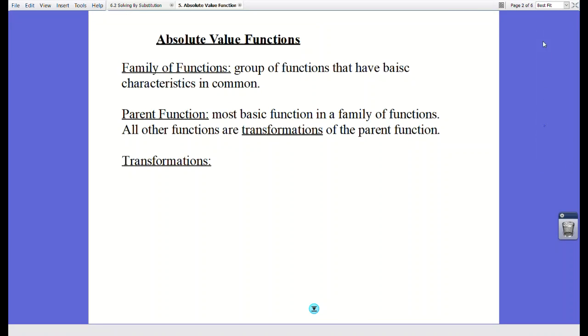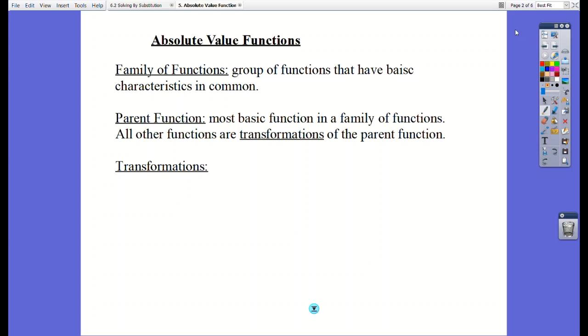So you guys have that sheet in front of you. I would just start kind of copying down as I talk through this. Right? You have these new vocab words: family of functions and parent functions. So starting with family of functions, we're talking about a group of functions that have characteristics in common.